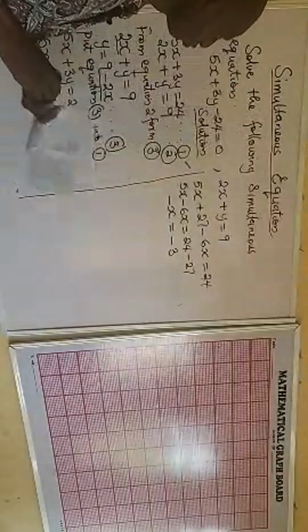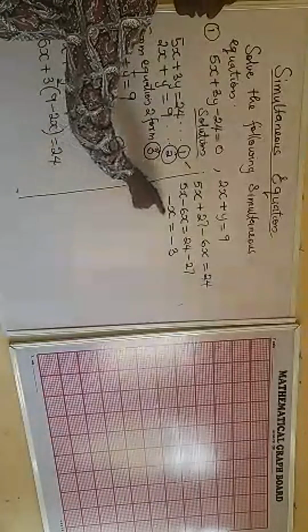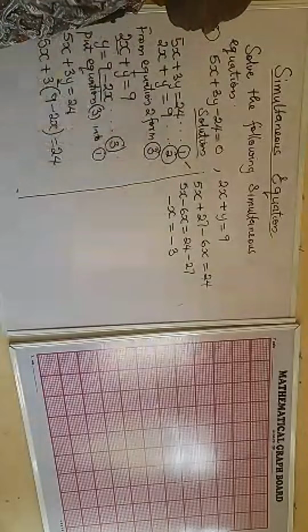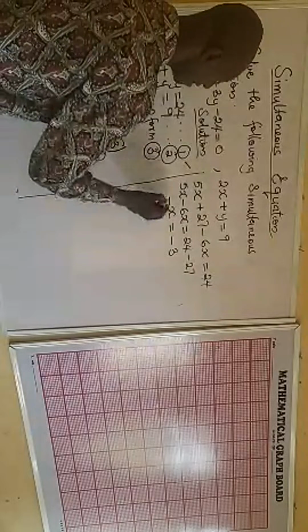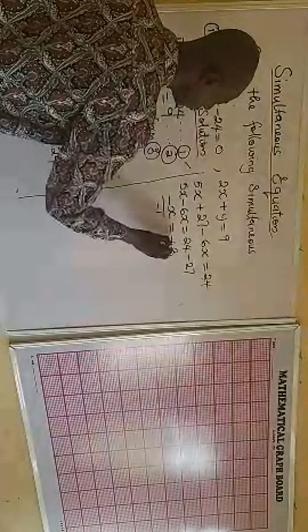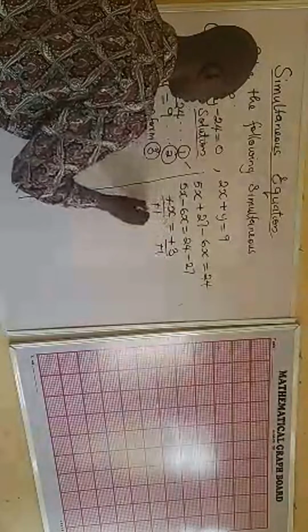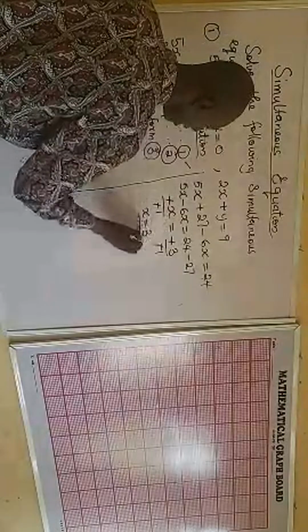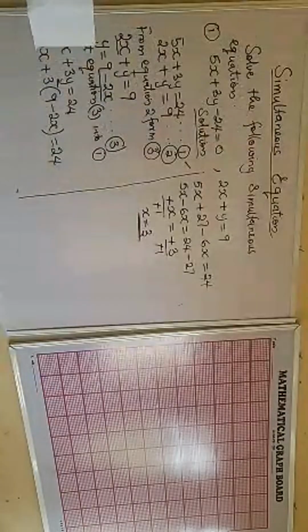So what we have to do is to make x stay on its own. We divide both sides by the coefficient of x, which is minus 1. So if I divide through by minus 1, this minus will die with this minus. x is equals to 3.